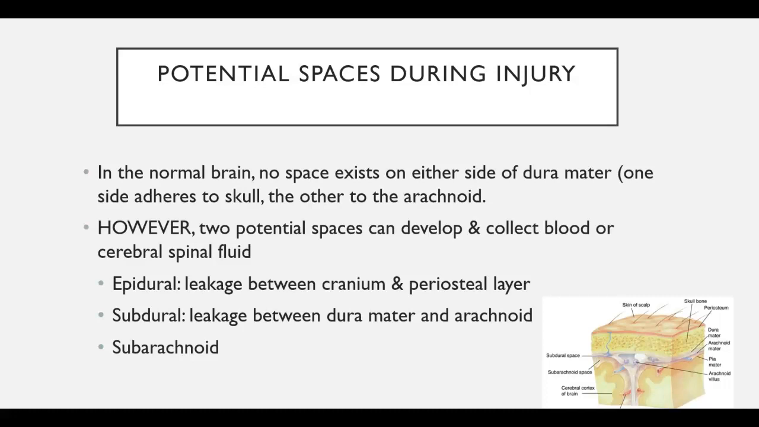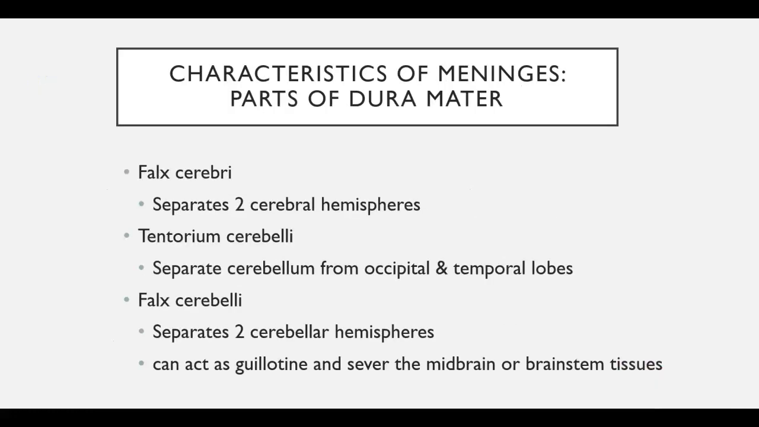So if there's a collection of blood between the cranium, that means the bone, right, the skull, and the periosteal layer, the periosteal layer is the outer layer of the dura mater. Okay, so if there's a space between those two, then that's called epidural space. And you can also have space that's subdural between the dura mater and the arachnoid, and you could also have subarachnoid. So you may hear about subarachnoid hemorrhage, for example.